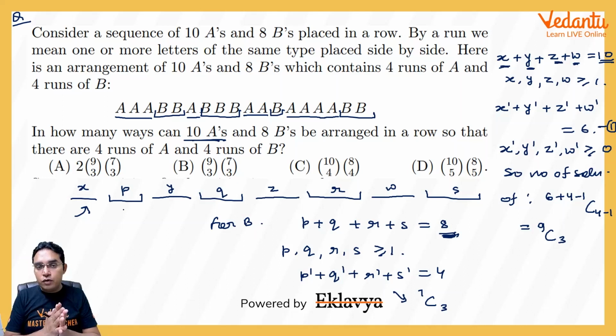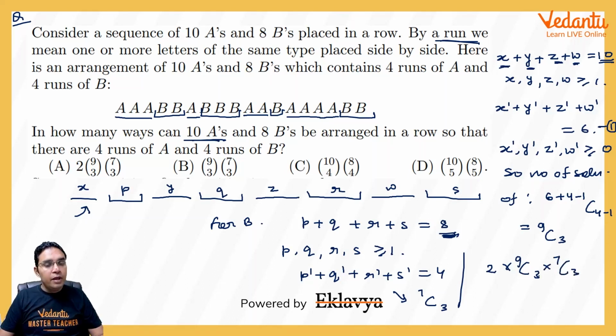The only difference would be that in one of them you will start with A, in another one you will start with B. Same number of A's and same number of B's can be placed in their runs, as they are saying. So I think the final answer would be 2 into 9C3 into 7C3.